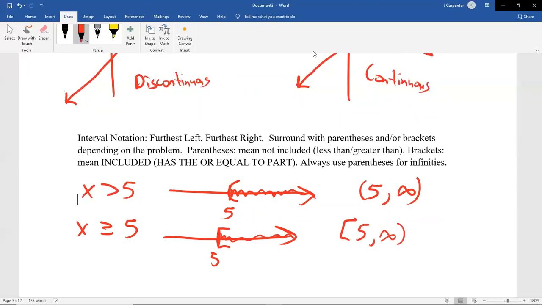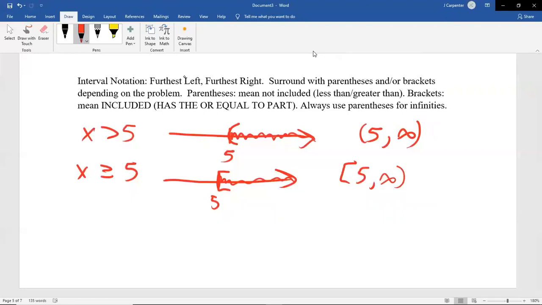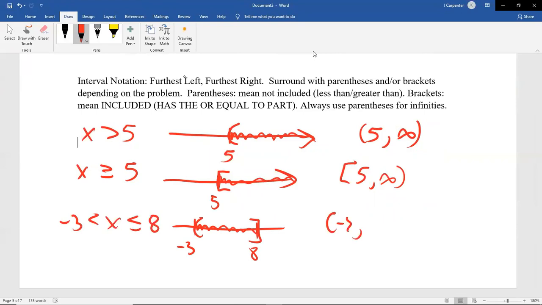These are not the only types of interval notations. You can have x between two numbers. You could have negative 3 is less than x is less than or equal to, let's go with 8. It's the number line. You'd have negative 3 on the left. You'd have 8 on the right. You'd shade between them. The negative 3 gets a parentheses. The 8 gets a bracket because of which ones have the or equals or not. So that's negative 3 in parentheses, comma, 8 in bracket.